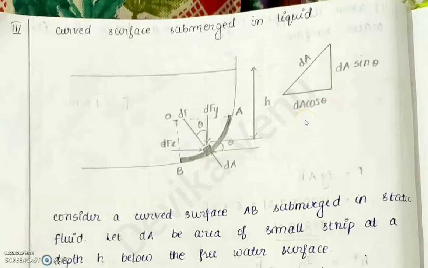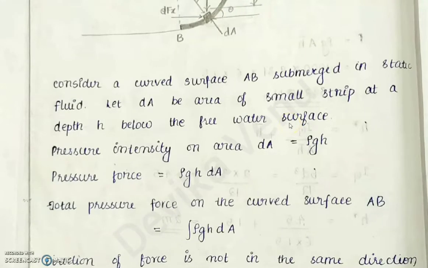To find the total pressure force, the first thing to remember is the pressure intensity, which is rho g h. The pressure force on dA is rho g h dA. To find the total pressure force, it should be integrated: integral of dF is equal to integral of rho g h dA. This equation is for the small force dF, that is rho g h dA.